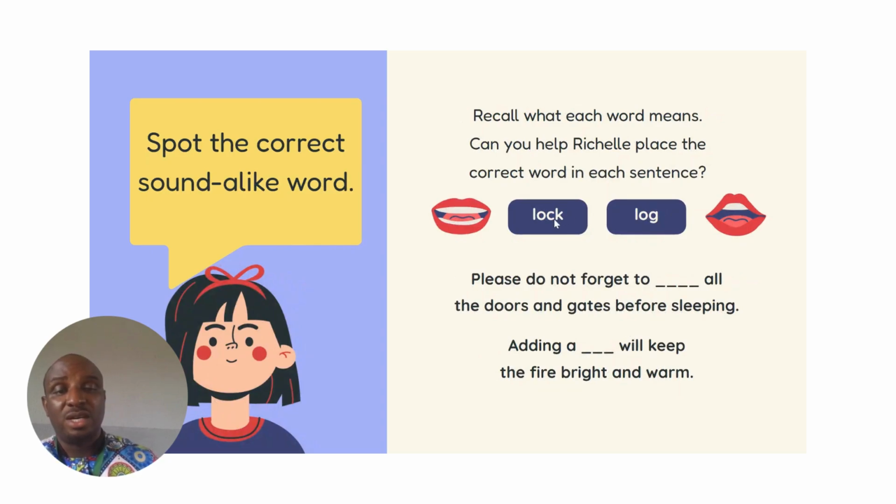Then we have lock and log. These are near homophones. Near, they sound almost alike. This is very easy. We say, please don't forget to lock all the doors and gates before sleeping. And the second one will say, adding a log, a wood. Log means wood. Adding a log will keep the fire bright and warm. I believe you are following along in this class.